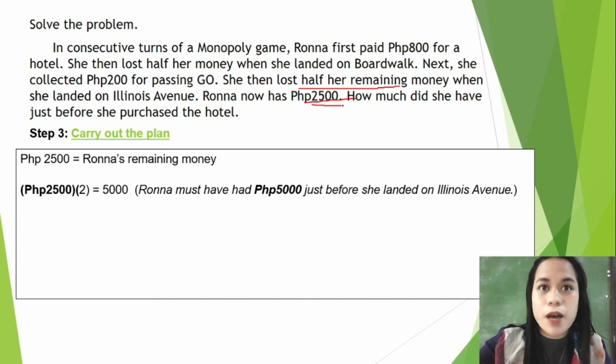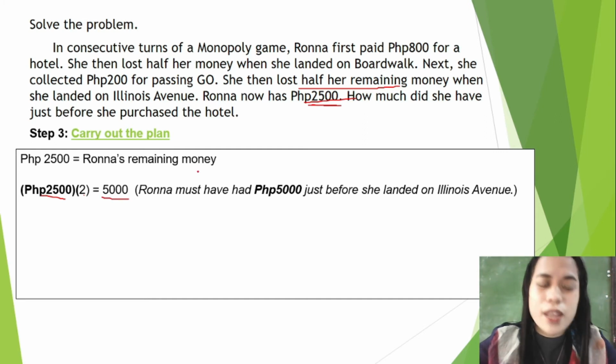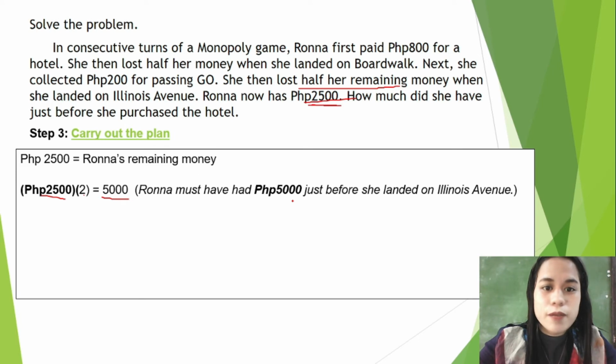In working backwards, since division yung ginamit dito, we need to multiply 2,500 by 2. So, 2,500 times 2 is 5,000. Meaning to say, Rona had 5,000 pesos just before she landed on Illinois Avenue. Bago pa siya nag-land doon sa Illinois Avenue, meron siyang 5,000 pesos.